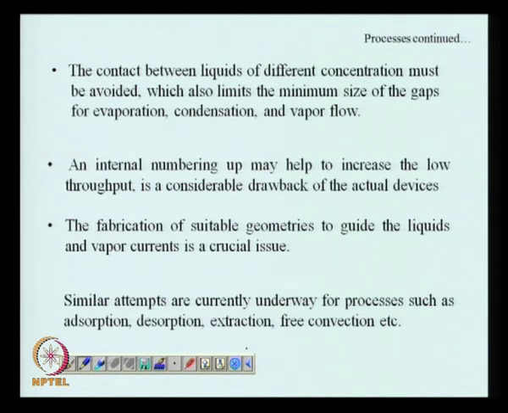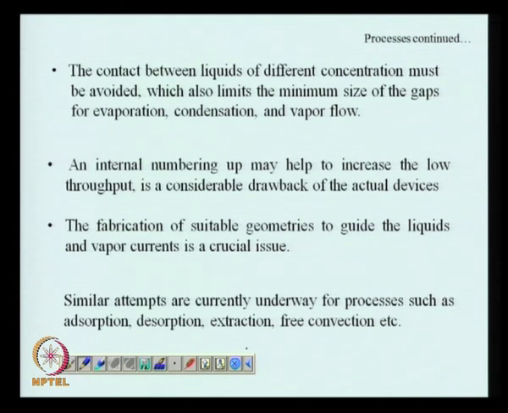So, we also have to have suitable geometries embedded into the construction, embedded into the channels themselves, such that the liquids and vapors are guided properly, so that the liquids will go in a specific direction and the vapors will go and condense at another point, and the entire process keeps on moving. So, there are definitely problems which need to be solved before this gets wider application.